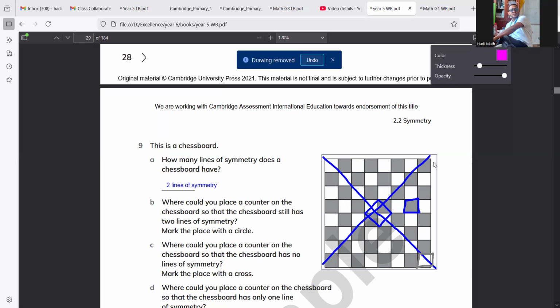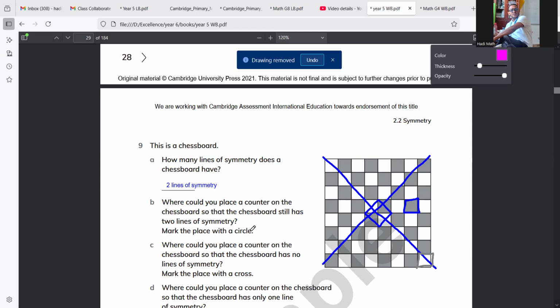You will see it like what? When you fold this way, it will be typical, and the other diagonal is also typical. So we said what? It has two lines of symmetry. Question number B, they say where could you place a counter on the crossboard so the crossboard still has what? The two lines of symmetry.